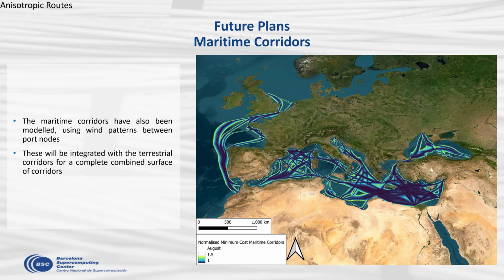That is, if you go from this city to this city, the cost is going to be the same if you go this way than if you go this way. Okay, and this cost is going to be higher or lower depending on the season, but the directionality of the cost is going to be the same.